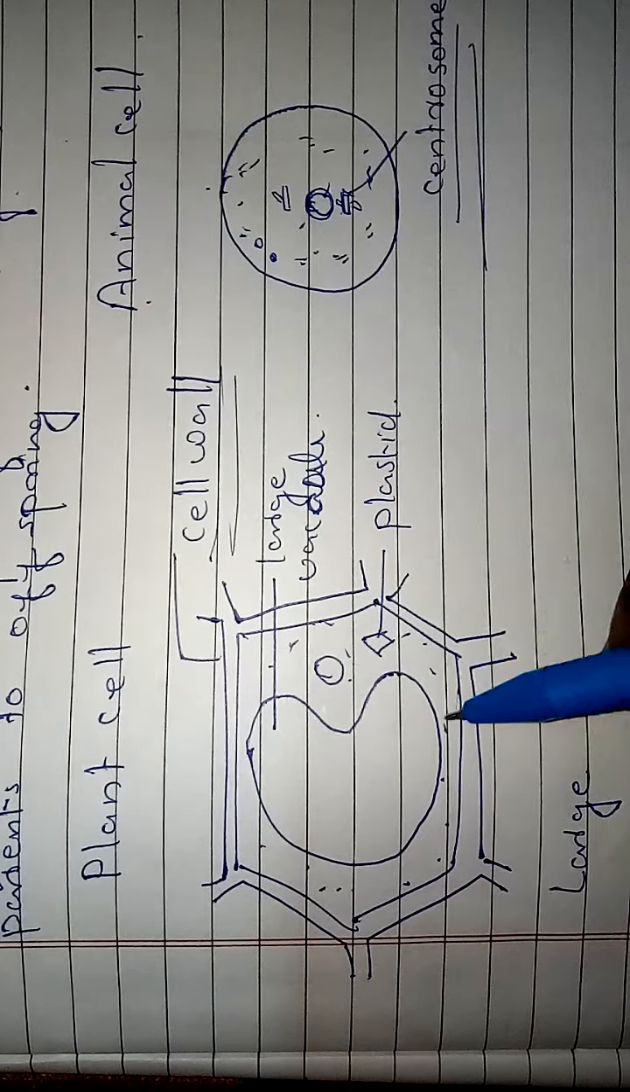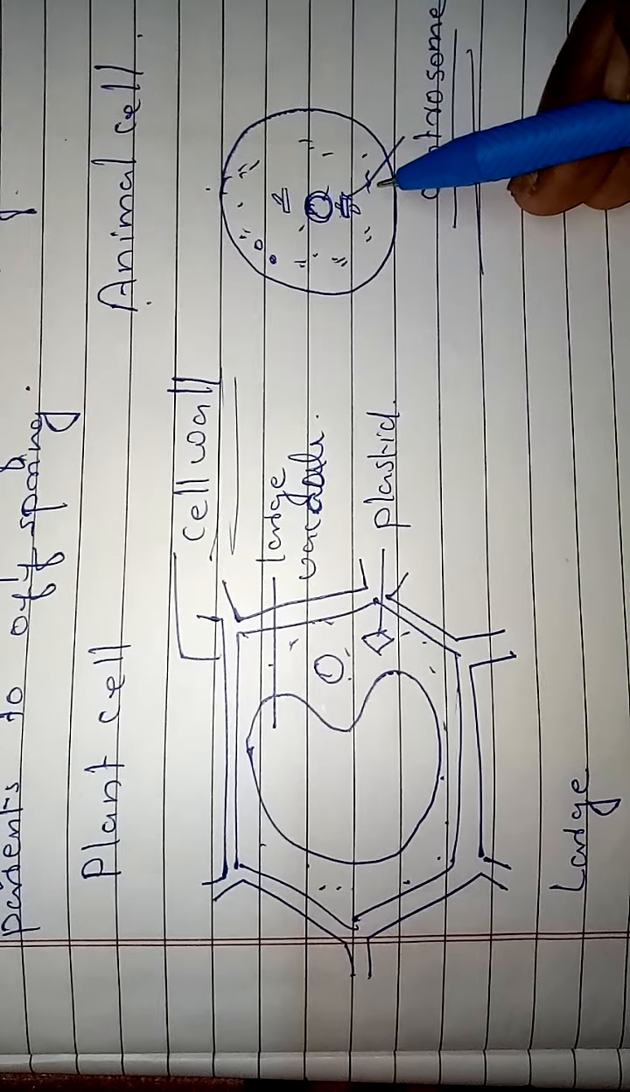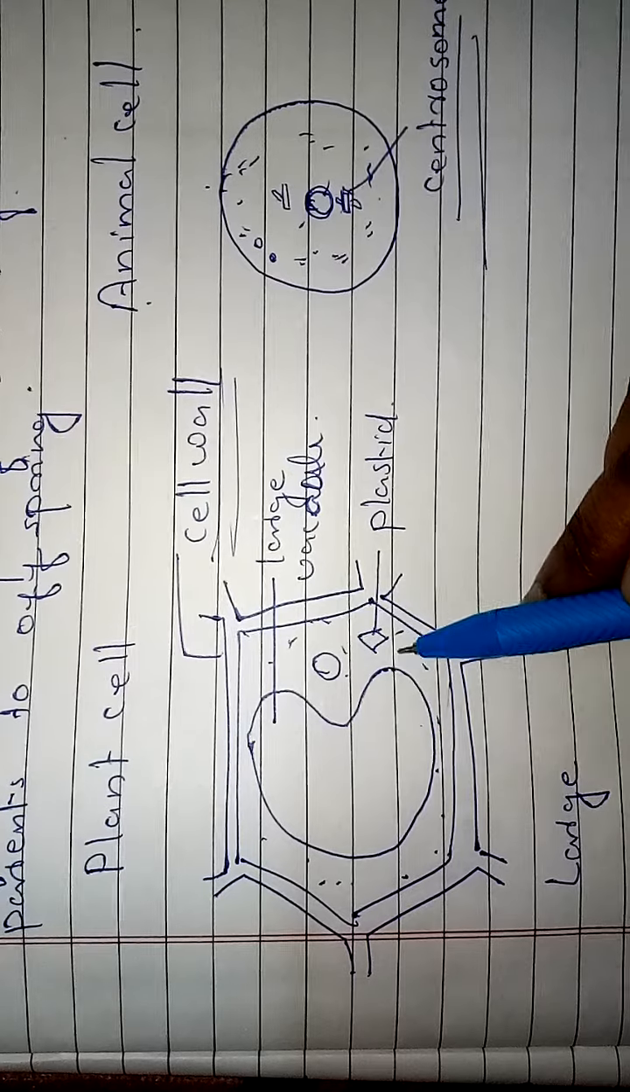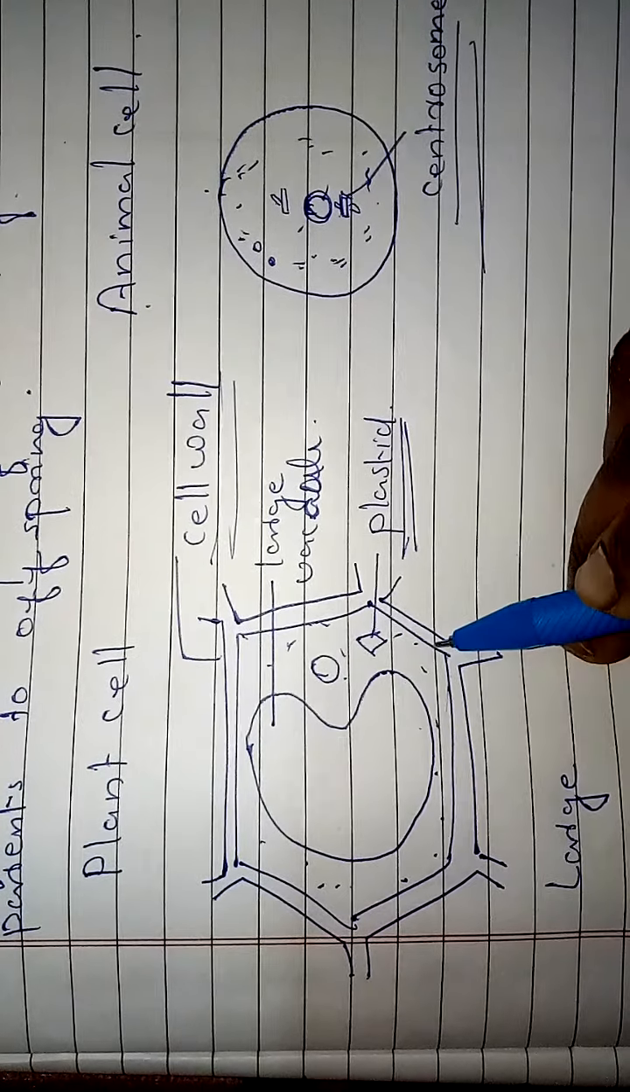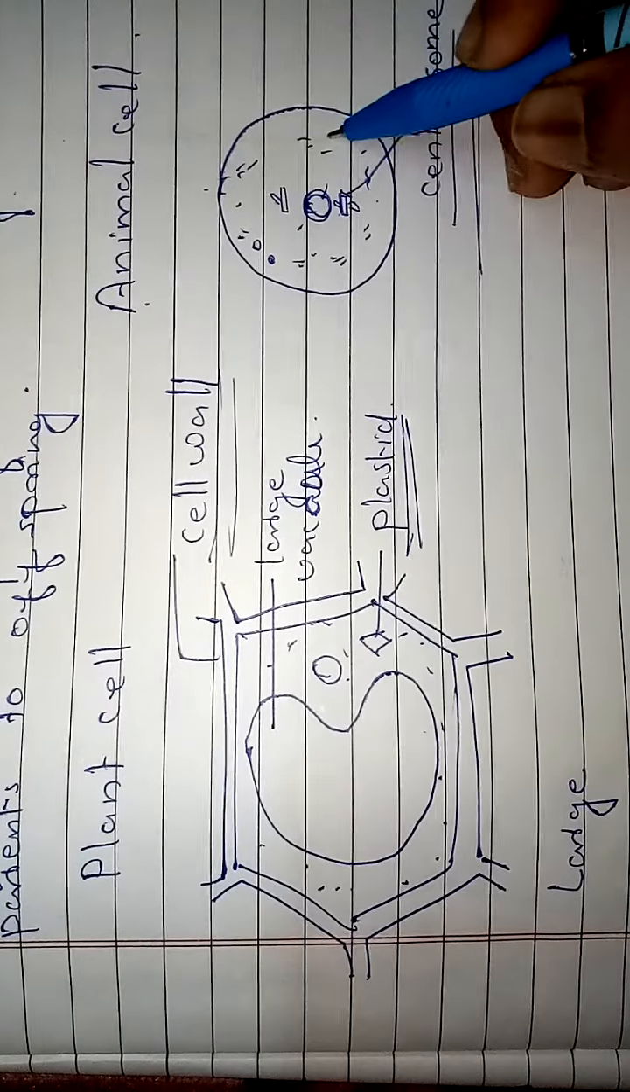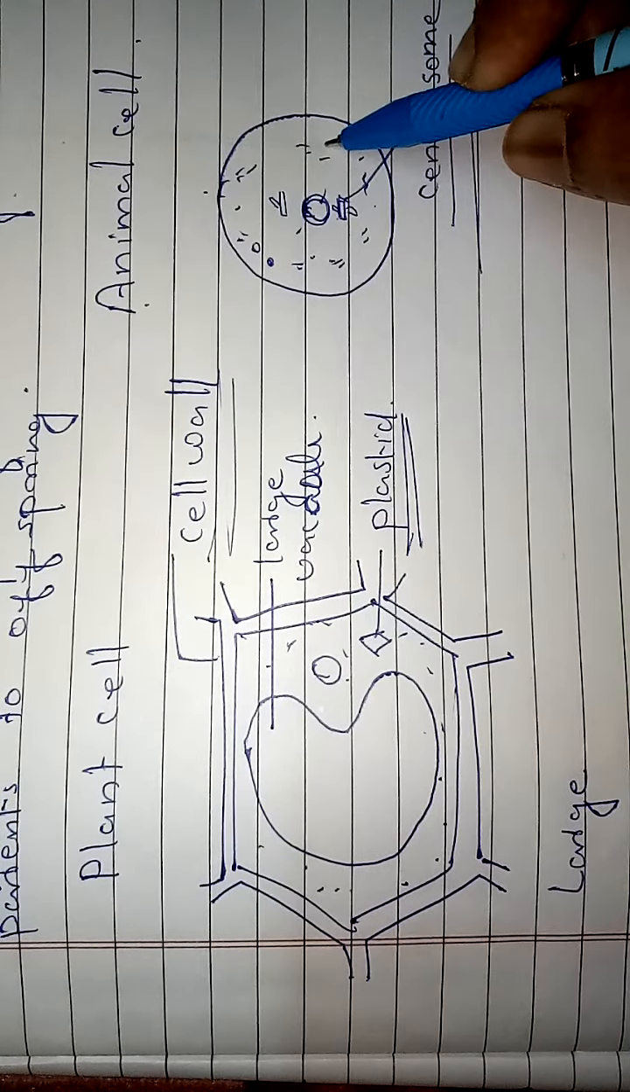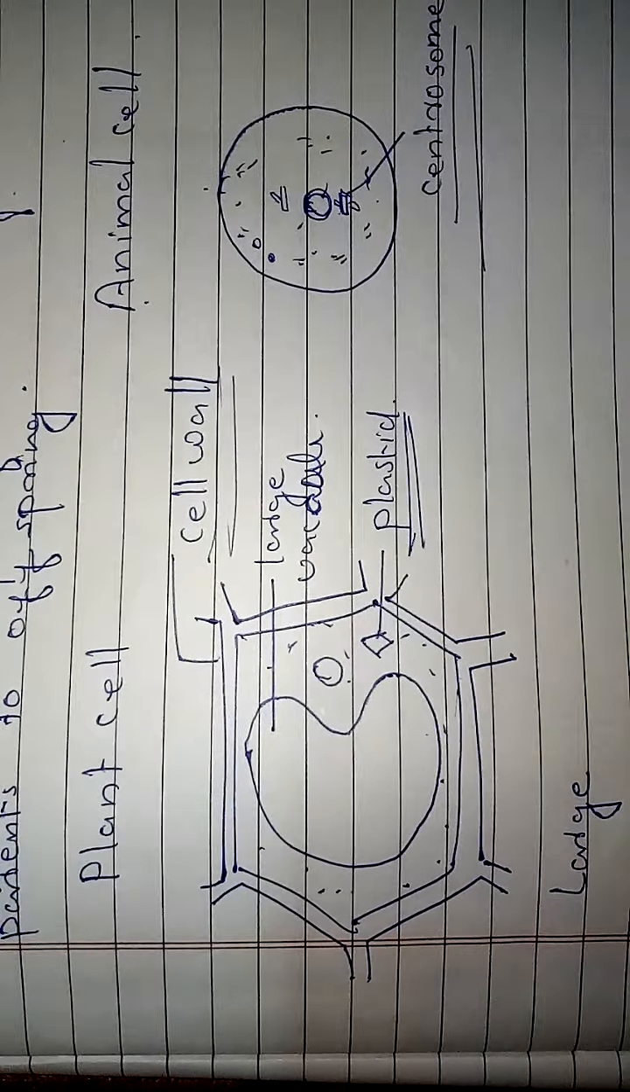Then the centrosomes are present in the animal cell and absent in the plant cell. The special structures, plastids, are present in the plant cell. The plastids are absent in the animal cell. These are the major differences between plant cell and animal cell.